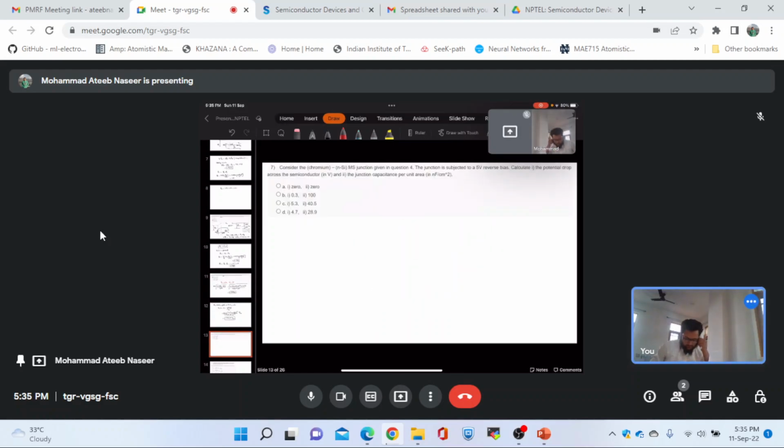Let's move to the another problem which says that we have been given the same metal semiconductor junction, and this junction now is also reverse biased with 5 volt of reverse bias, and the potential drop across the junction needs to be calculated, and also we need to find the junction capacitance per unit area. Now, if I solve this question at the thermal equilibrium, we will be having this built-in potential.